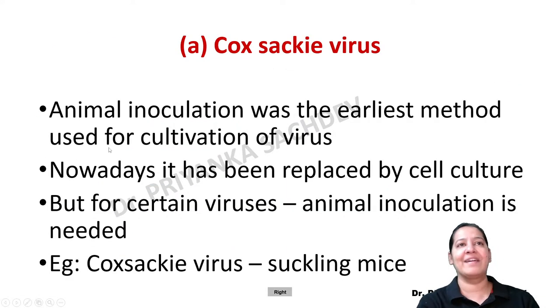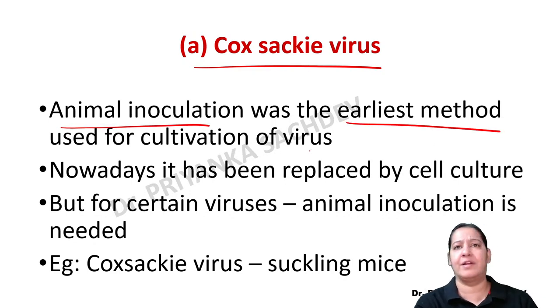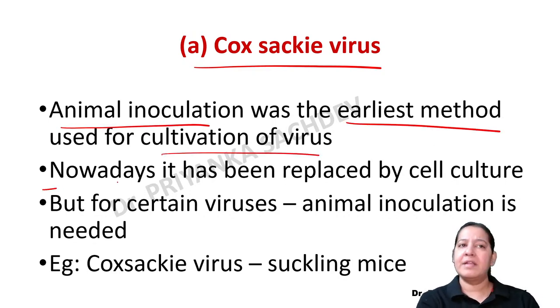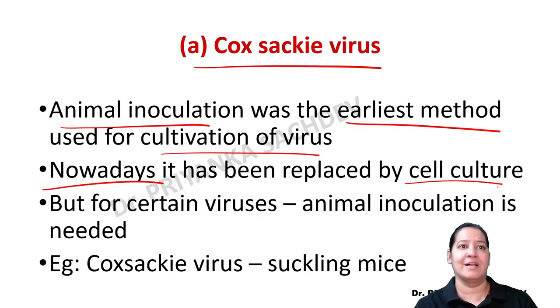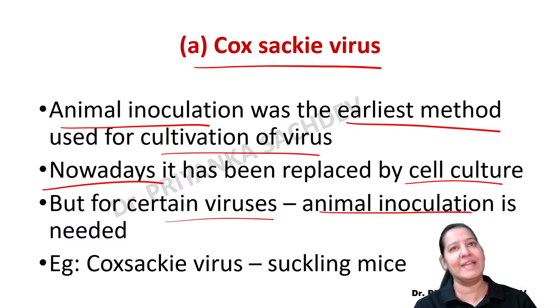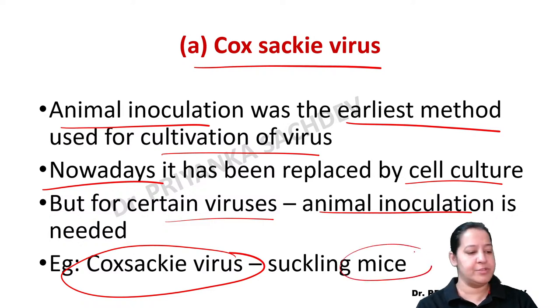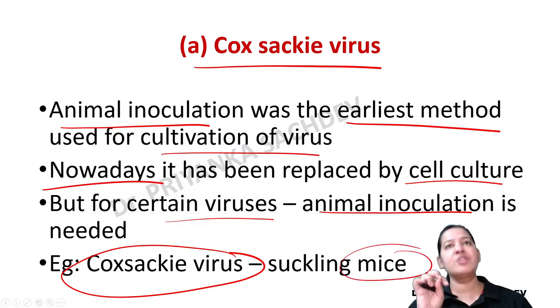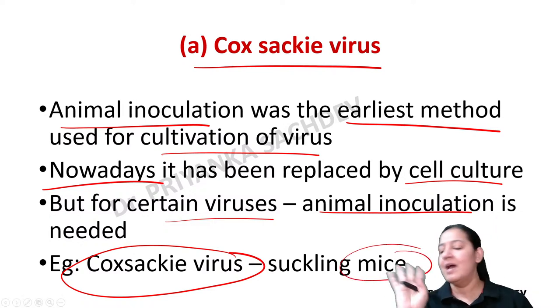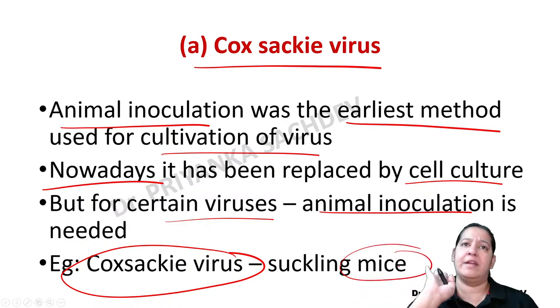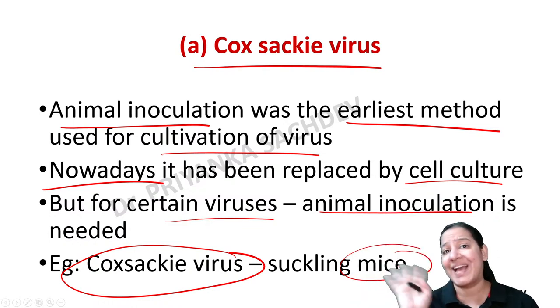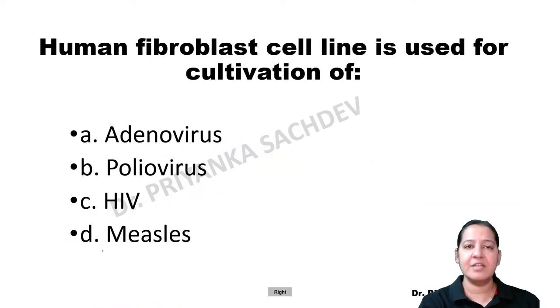For Coxsackie virus, animal inoculation was the earliest method of cultivation of virus. But nowadays it is replaced by cell culture, maybe by continuous cell culture. But for certain viruses, animal inoculation is needed nowadays also. Coxsackie is one of them for which we use mice. So nowadays also for isolation of Coxsackie virus, we use mice. Otherwise, these methods are obsolete now. We don't sacrifice animals nowadays, but for certain viruses, we do.